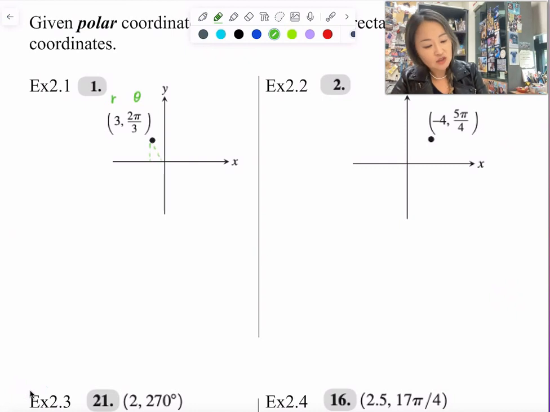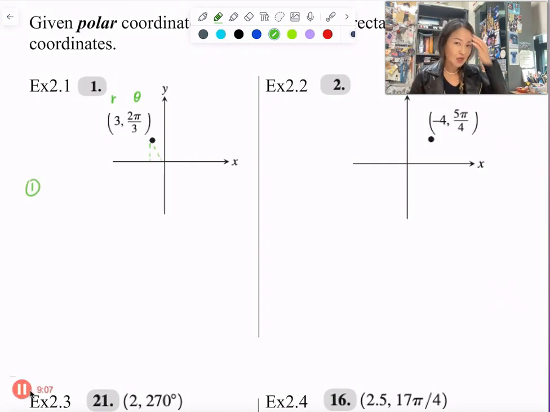Now, some of them you can probably just kind of guess, and I like to think of it this way. 2 pi over 3 is a known special right triangle. It's a 30, 60, 90. 5 pi over 4, that's actually a known triangle too. It involves a 45, 45, 90 degree special right triangle.